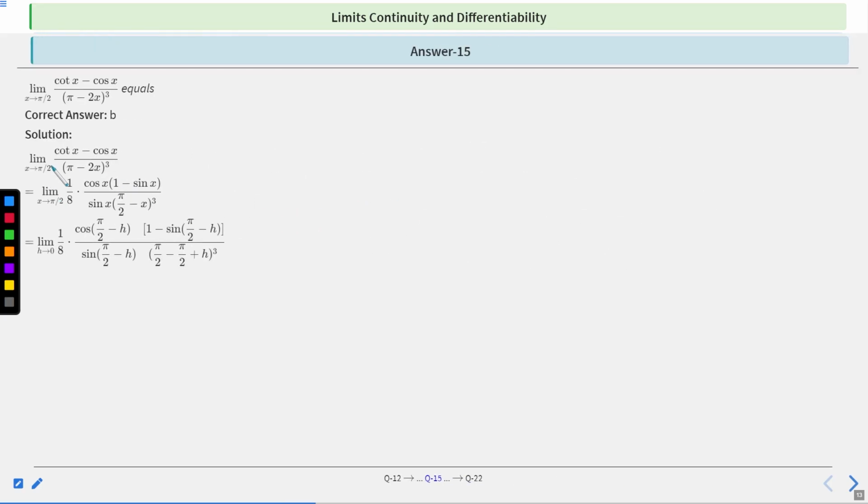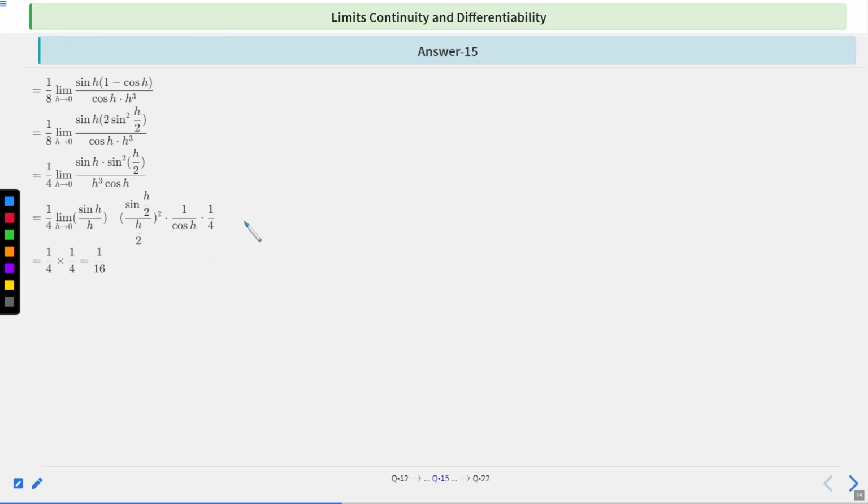Okay, so let's move to the solution. It is equal to limit x tending to pi by 2 of (cot x minus cos x) upon (pi minus 2x) cube, which is equal to limit x tending to pi by 2 of 1 by 8 cos x. When we take cos x as common, it is cos x into (1 minus sin x) upon sin x, (pi by 2 minus x) cube, which is equal to limit h tending to 0 of 1 by 8 cos(pi by 2 minus h) into (1 minus sin(pi by 2 minus h)), right? We have replaced x with pi by 2 minus h, right? Now upon sin(pi by 2 minus h) into (pi by 2 minus pi by 2 plus h) cube.